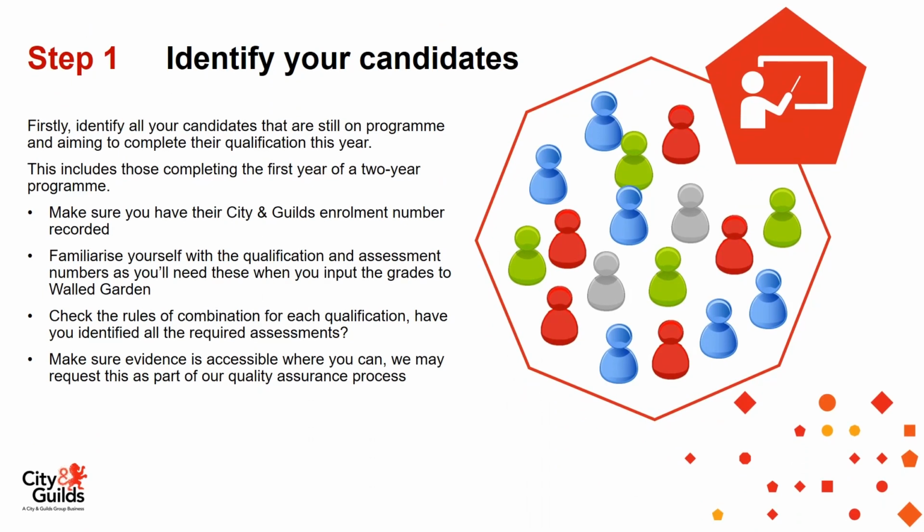Step 1. Identify your candidates. The first step is to identify all your candidates that are still on programme and aiming to complete their qualification this year. This includes those completing the first year of a 2-year programme.